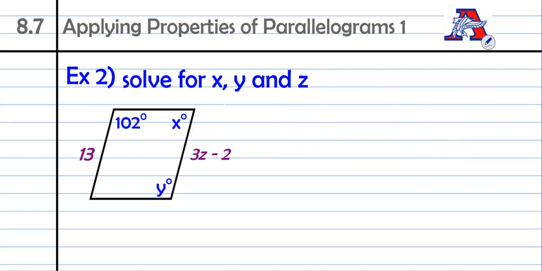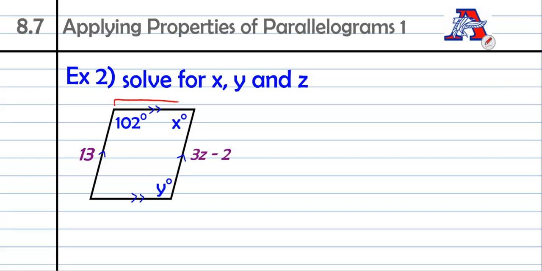All right, in example 2, we're asked to solve for not just x and y, but this time x, y, and z. So it doesn't really matter where you start on this one. I'm actually going to start by showing you that this is a parallelogram. That's kind of a bad problem. If they don't tell us it's a parallelogram, there's not a lot we can do. So I'll add the parallel symbols in.